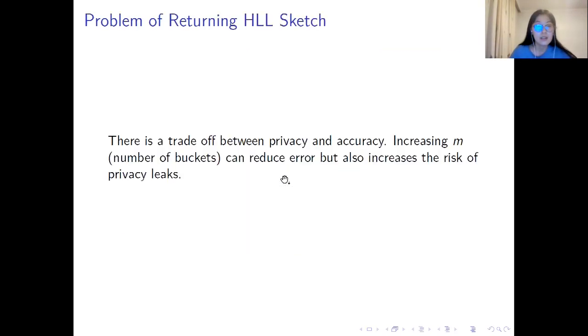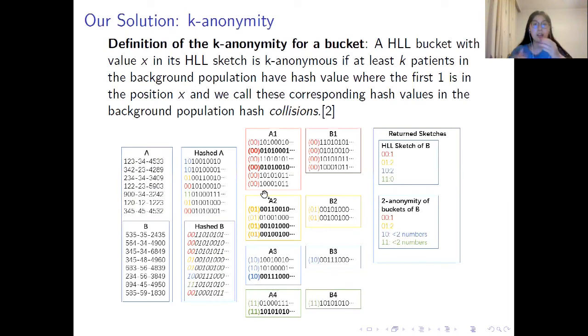Okay. So what's the problem with this HyperLogLog sketch algorithm? The problem is that there is a trade-off between privacy and accuracy. We can see that when we increase the number of buckets n, based on the error formula, the error will be smaller. But more buckets means each bucket contains fewer patients, and each patient will be more easily identified. This increases the risk of privacy leaks. So our solution is to use the k-anonymity rule.